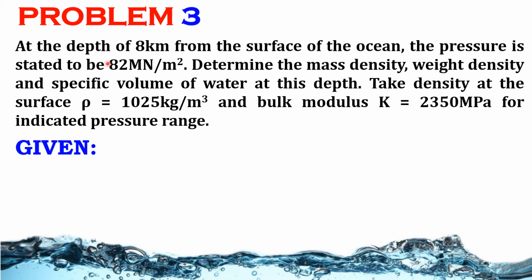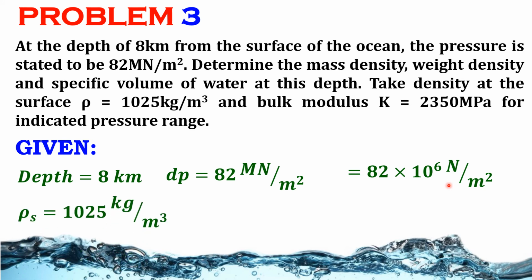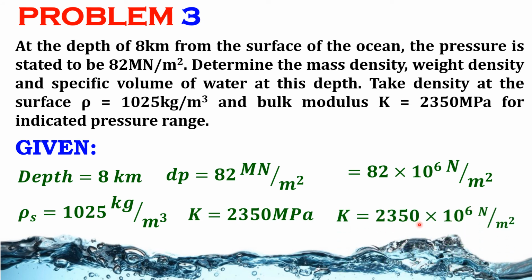First, given: they are given a depth as 8 kilometer and they are given the change in pressure dP as 82 meganewton per meter square. We know that 1 meganewton per meter square is equal to 1 into 10 to the power 6 Newton per meter square. Therefore, it will be 82 into 10 to the power 6 Newton per meter square. Next, they are giving the density on the surface as 1025 kg per meter cube. Last, they are given the bulk modulus as 2350 megapascal. We know that 1 megapascal is equal to 1 into 10 to the power 6 Newton per meter square. Therefore, K is equal to 2350 into 10 to the power 6 Newton per meter square.